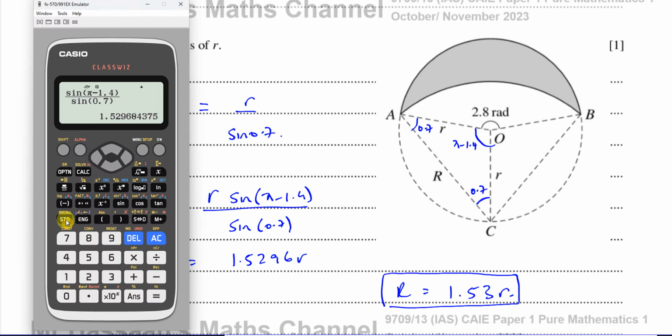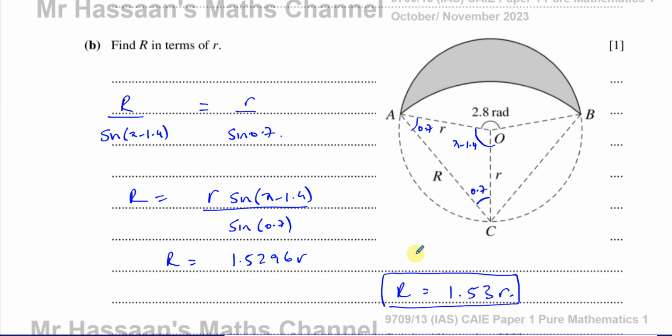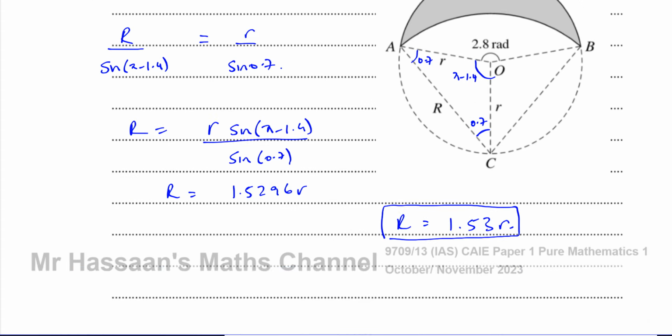I'm going to store it in case we need it as A. Okay, so that answer is now stored in its exact form as A. So there's the answer to part B, capital R in terms of small r. All right, that question is done now.